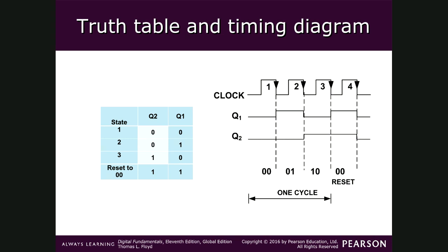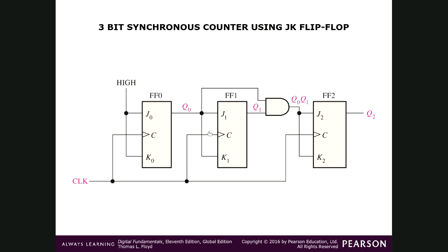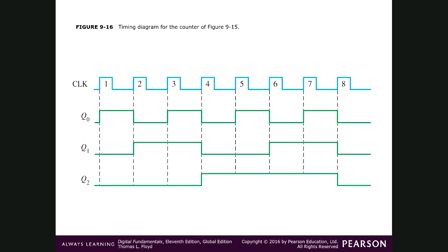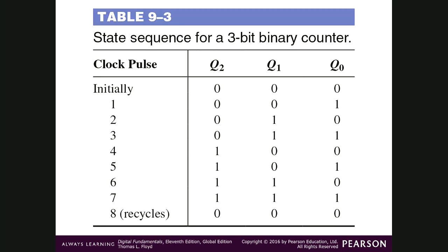Now this is 3-bit. 3-bit means there are 3 flip-flops and we have the same parallel clock. See here, the waveform is the same, but the truth table. This is the truth table, the same truth table: 0 0 0, then 0 0 1, 0 1 0, 0 1 1, 1 0 0, 1 0 1, 1 1 0, and 1 1 1.